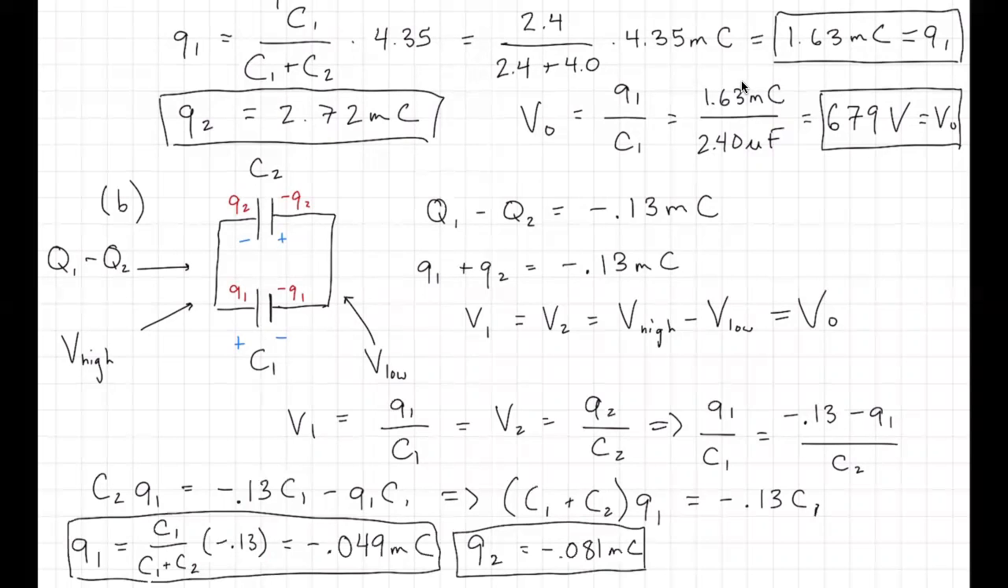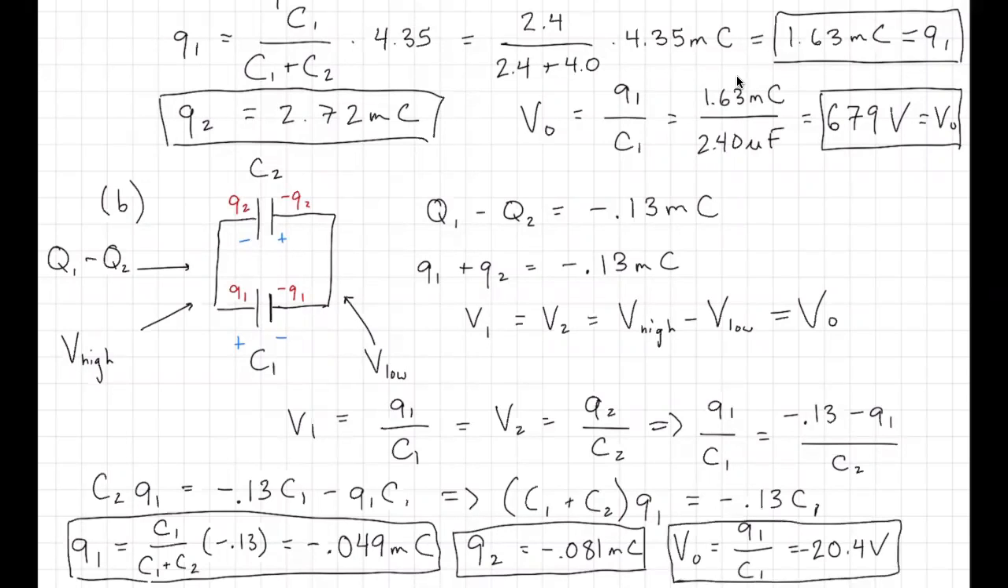And then if we wanted the voltage, we could do the same thing as previously. So let me do that. So that voltage, if I take Q1 and C1, I get about negative 20.4 volts. Okay, so I've only got about 20 volts across each of the capacitors, which kind of makes sense because they've almost completely neutralized each other. If they had started with the same amount of charge on each, I'd have a voltage difference of 0 across each capacitor because the charge would completely neutralize itself.